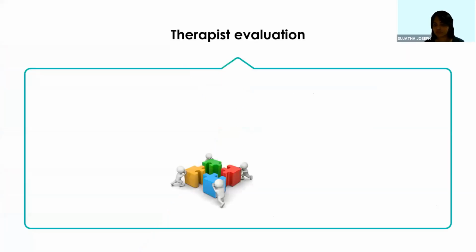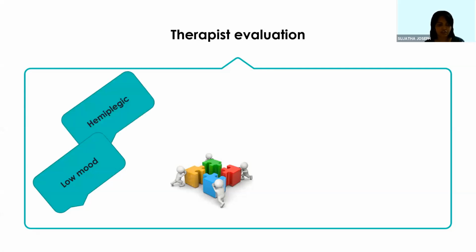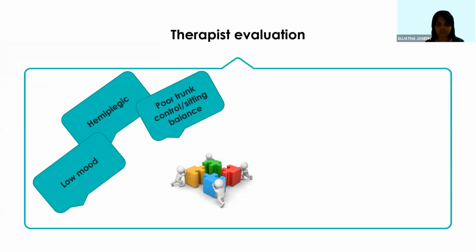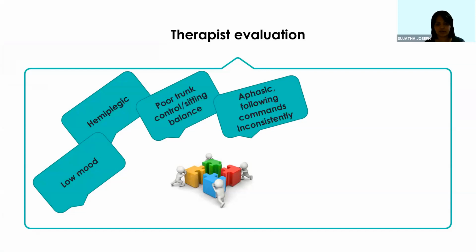On day two, the patient was evaluated by the therapist. The nurse said the patient is having low mood, and the therapist said the patient is hemiplegic. They tried sitting the patient on the edge of the bed. The patient was having poor trunk control, poor sitting balance, and was aphasic, not able to follow commands consistently.